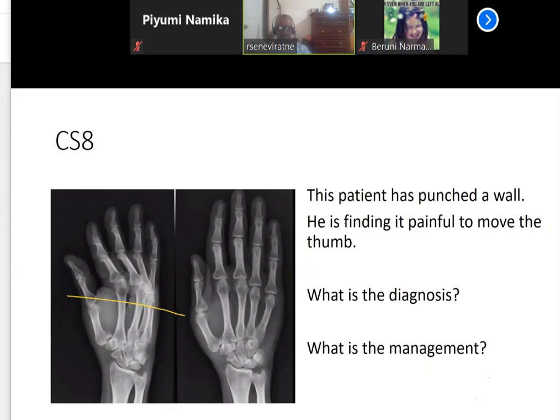So this patient has punched a wall, and is finding it difficult to move his thumb afterwards. What is the diagnosis? Can you see any abnormality in the thumb? Because the thumb is what he has a problem with. Can you see something?